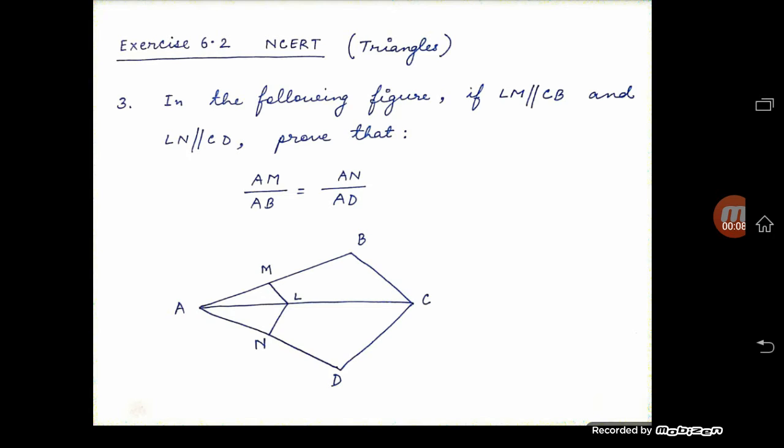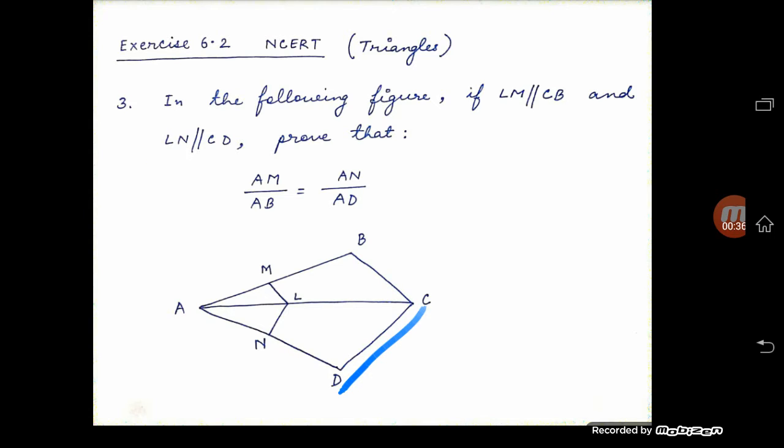The first lesson is from triangles. The exercise 6.2 from your NCERT textbook. So the first question is, in the following figure, a figure is given. Here there are two conditions. The first condition is LM is parallel to CB and LN is parallel to CD.